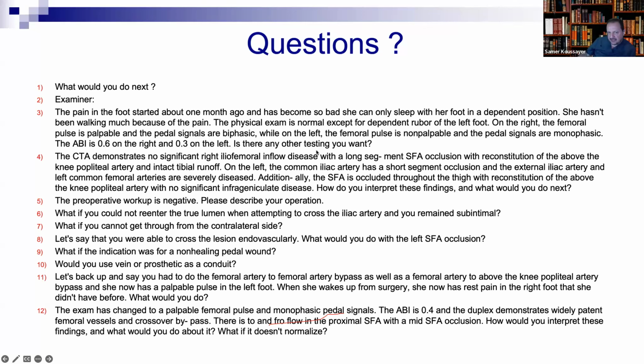So I'm going to tell you, if he has rest pain, that means he has mainly an inflow problem. Then if he has tissue loss, he also has outflow problems. You have to fix them both. But if it's only rest pain, fixing the inflow alone would be enough.